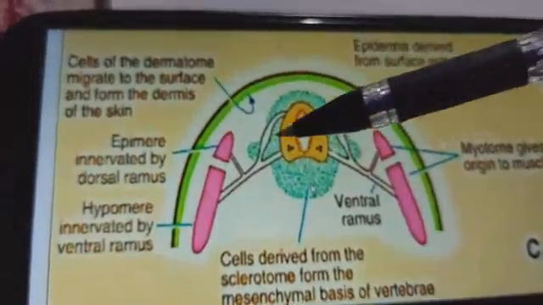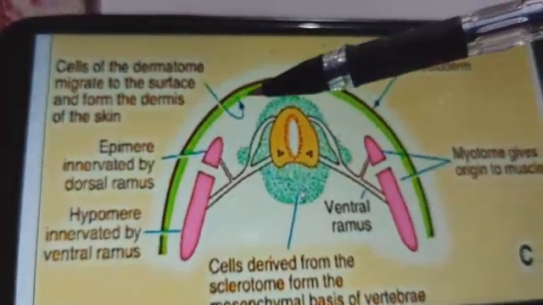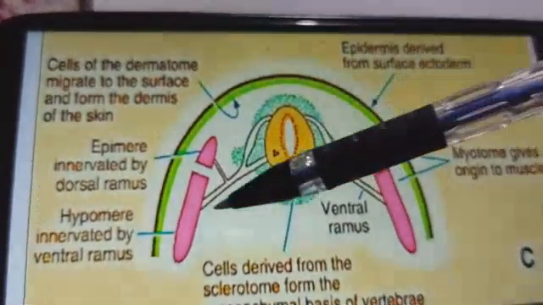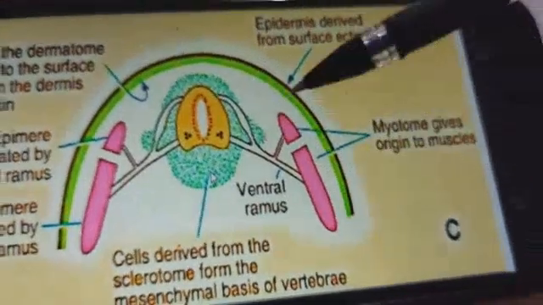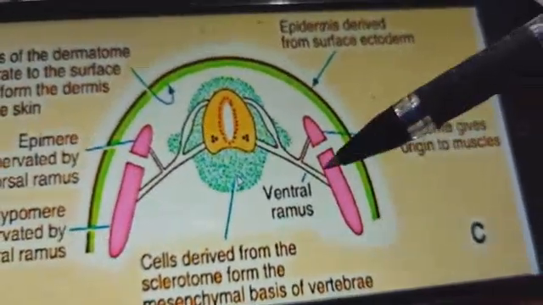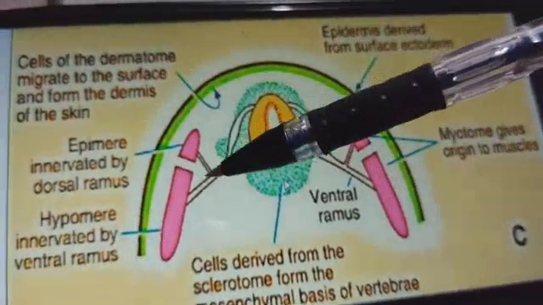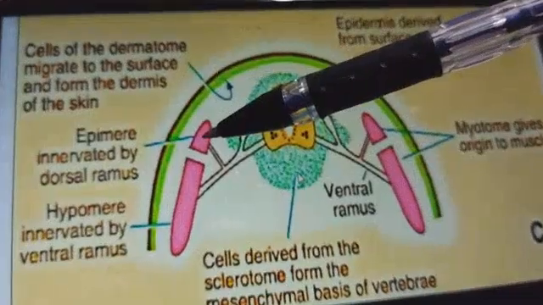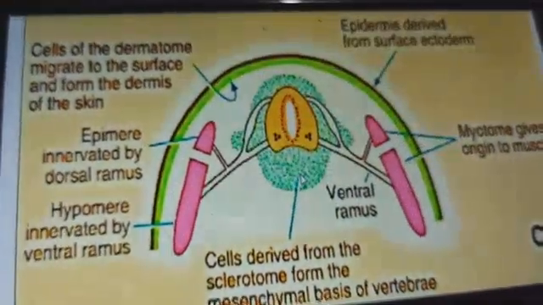The cells of the dermatome migrate and form the dermis of the skin. And the cells of the myotome remain and give origin to the muscles. They are divided into two parts. One is the epimere, which is innervated by the dorsal ramus, and the lower part, the hypomere, which is innervated by the ventral ramus.